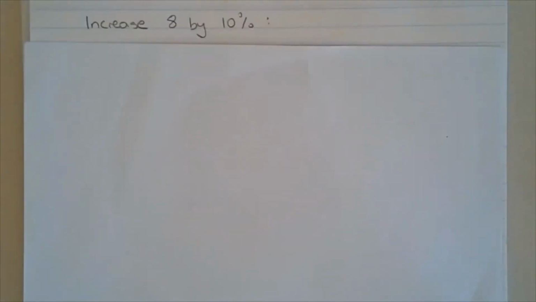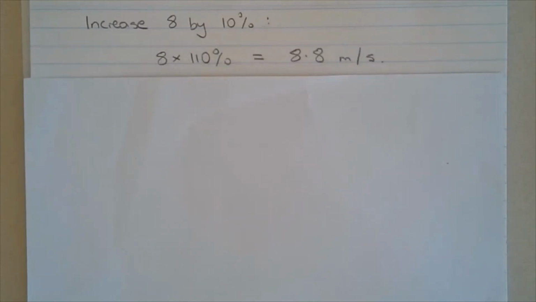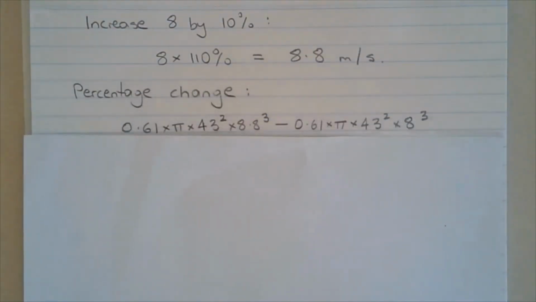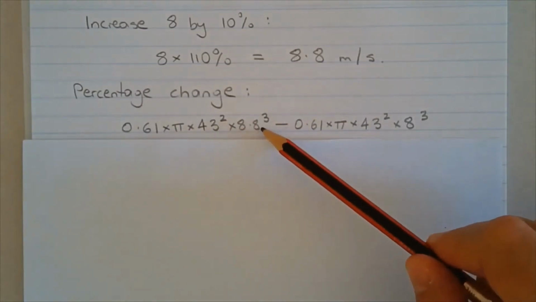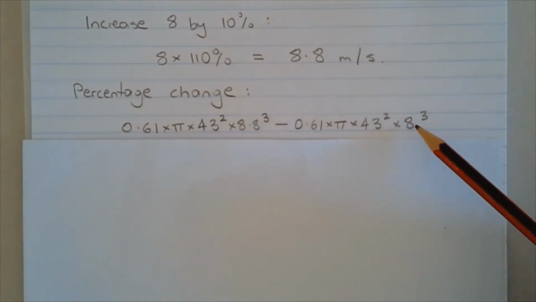Our first step is to increase the original wind speed of 8 meters per second by 10%. And we accomplish this by multiplying the 8 by 110%, and that gives us a new wind speed of 8.8 meters per second. Our next step is to determine the difference in power generated when the wind speed is 8.8 meters per second versus a wind speed of 8 meters per second.